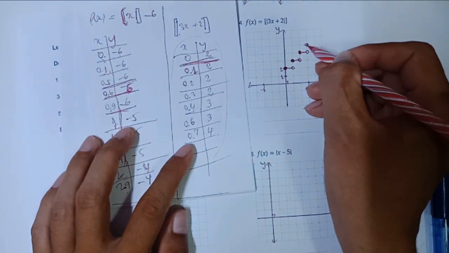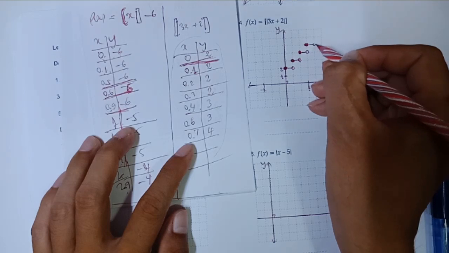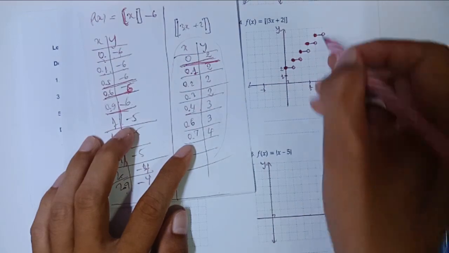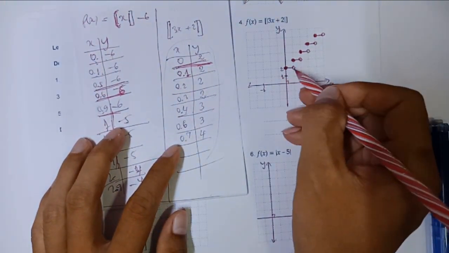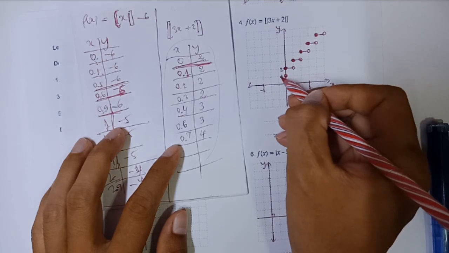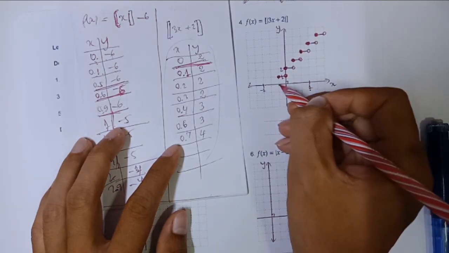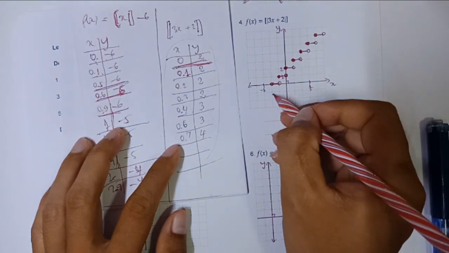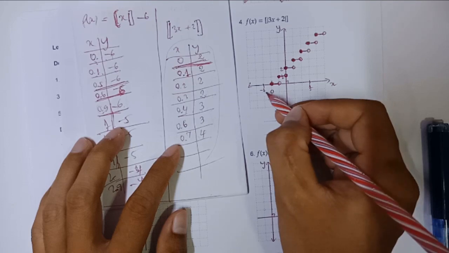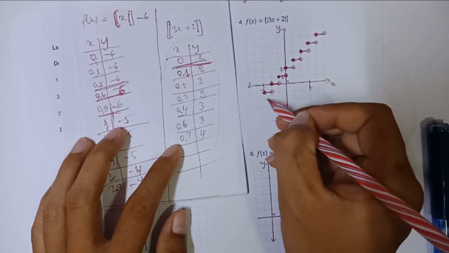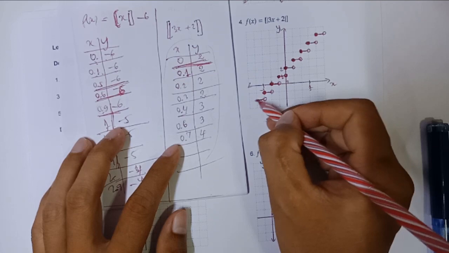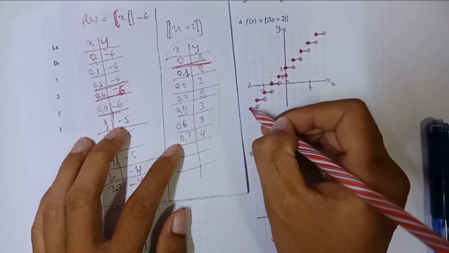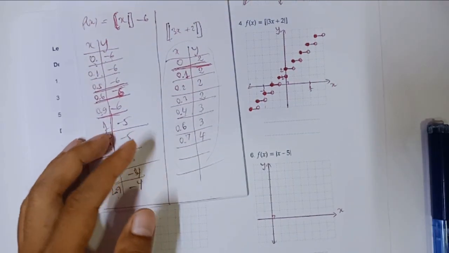Solid circle, open circle, solid circle, open circle, like this. And you can extend from this direction also: open circle, solid circle, open, solid, and so on, ending with an open circle and a solid circle. All right, that is done.